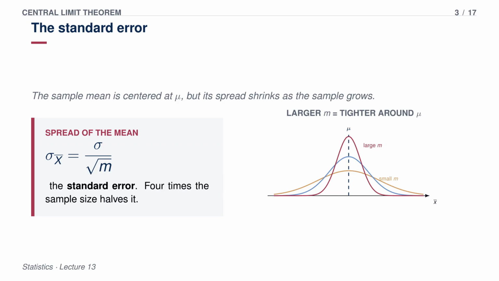Because you're dividing by root m, the spread shrinks as the sample grows, but slowly. To halve the standard error, you don't double the sample, you have to quadruple it. 4 times the data buys you half the wobble. You can see it in the picture. Small samples give the wide gold curve, big samples the tall, narrow wine one, both centered on mu.